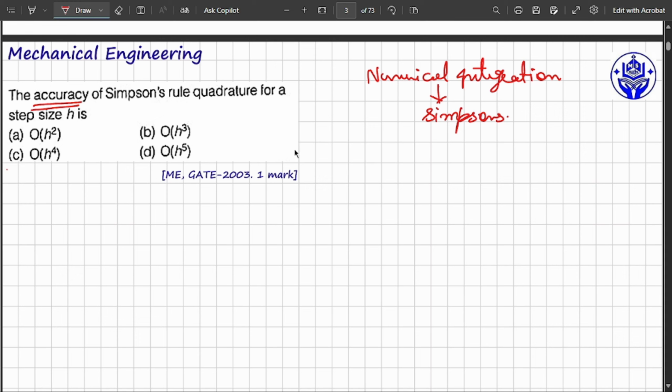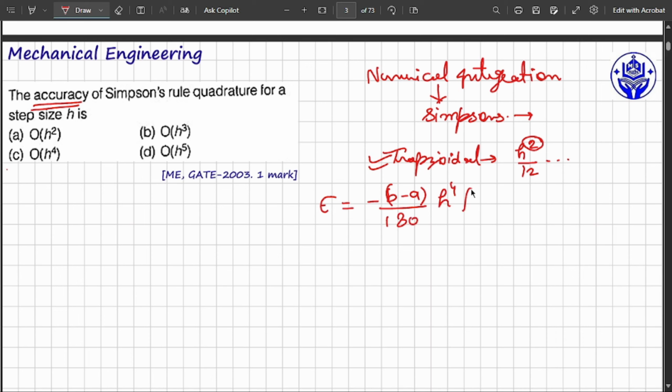Just remember that there are important types of numerical integration, such as trapezoidal. For trapezoidal, the error is something like h square by 12, which means it is of order 2. In the case of Simpson's, the error is minus (b minus a) upon 180 times h to the power 4 times the fourth derivative at some psi.